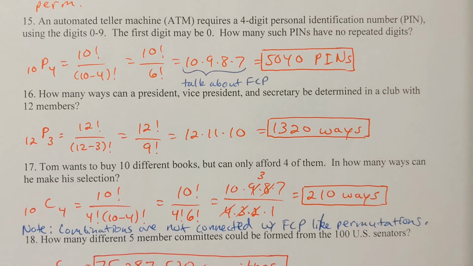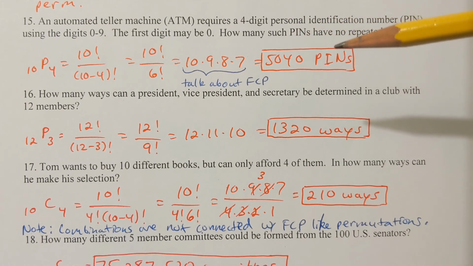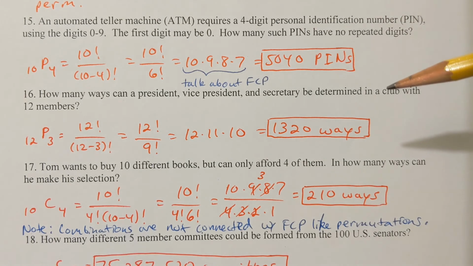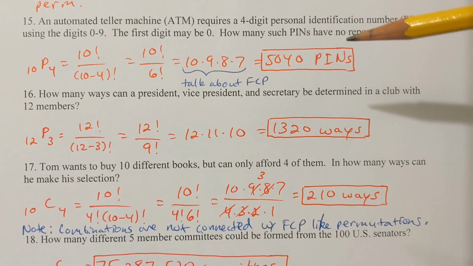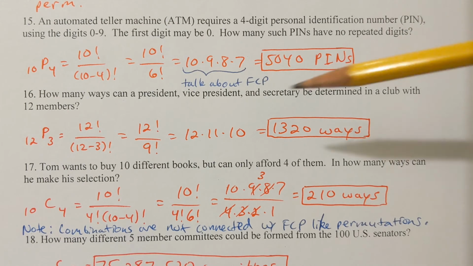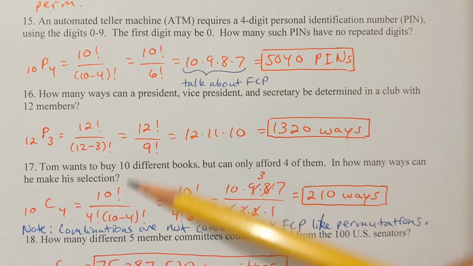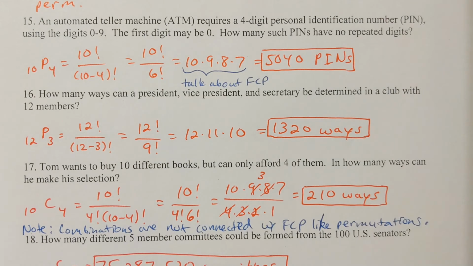Problem 16, how many ways can a president, vice president, and secretary be determined in a club with 12 members? If Steve, Rick, and Peter are the 3 members that are going to be elected president, vice president, and secretary, Steve being the president is not the same thing as Steve being the secretary. If you move the people around, then they're going to have different positions, and that's going to matter. So this is an example of a permutation.